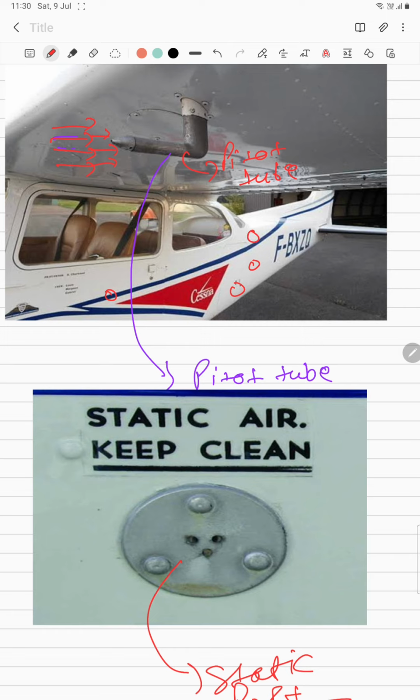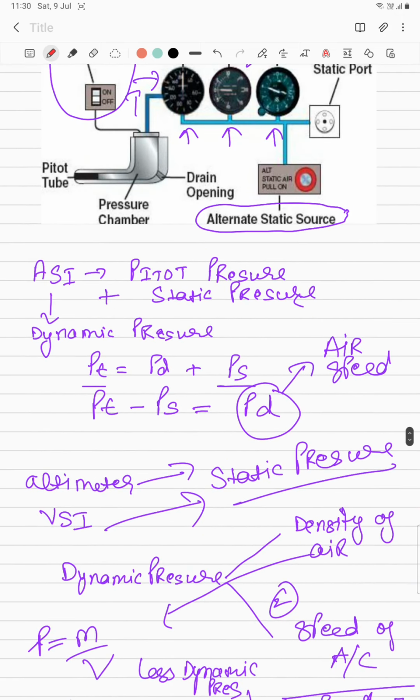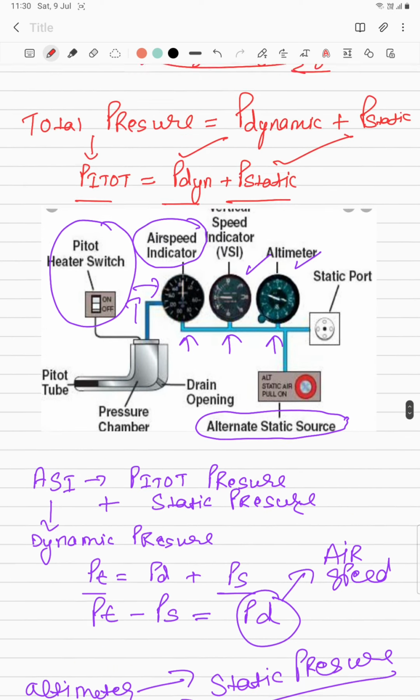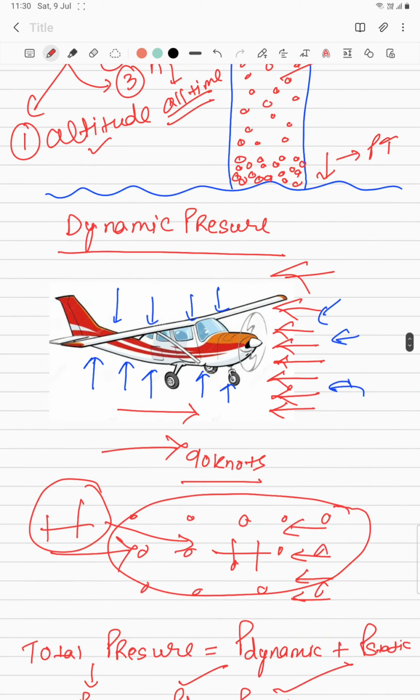Why it is on the side of the aircraft, we will learn in the next video: why the Pitot tube is away from the fuselage and why the static port is on the side of the fuselage, what are the errors regarding the Pitot and the static tube, and some important points for the exam and for your ATPL theory. For now, just go through the video once. If you have any doubt, please comment down below in the comment section. I will try my level best to clear all the doubts.